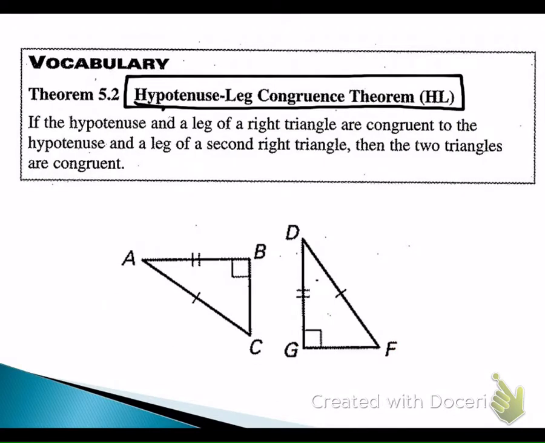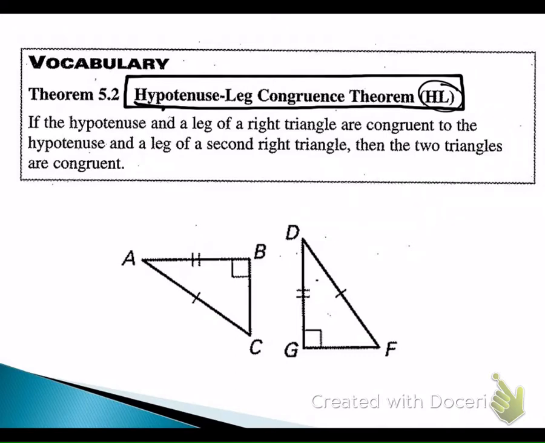So anytime we talk about it from now on, we'll write HL, but H stands for hypotenuse, L stands for leg. So this theorem, which I do want you to write in your notes, states that if the hypotenuse and a leg, so we need one hypotenuse, one leg, in one right triangle, needs to be congruent to a hypotenuse and a leg in a second right triangle, then the two triangles are congruent.